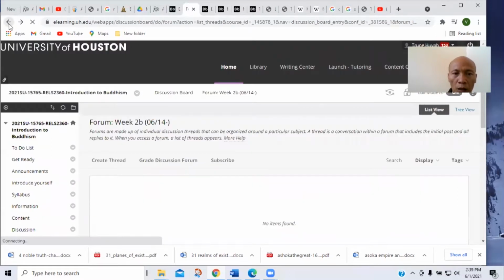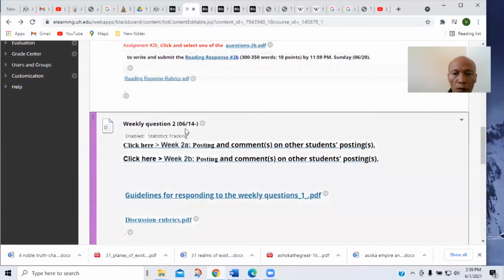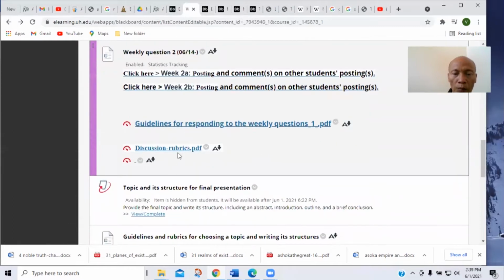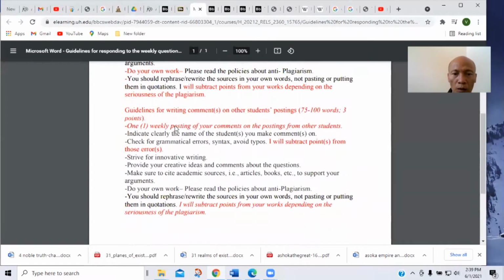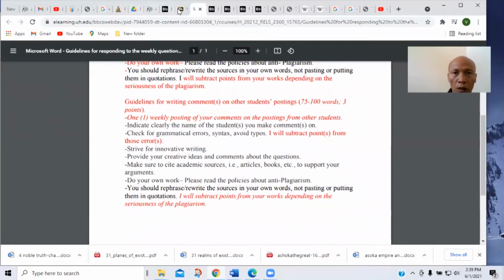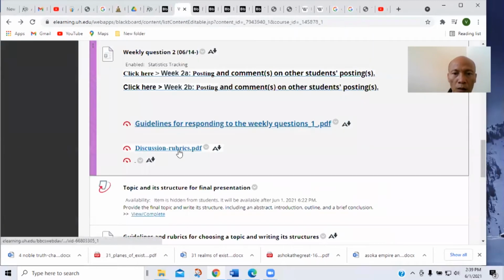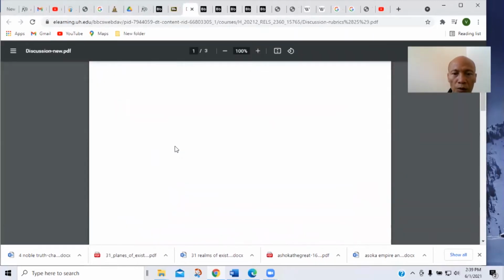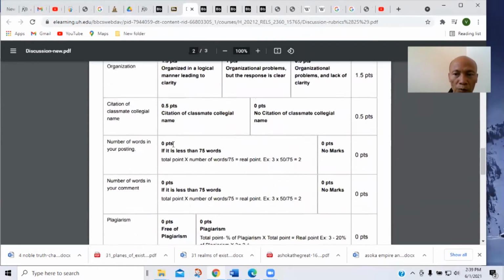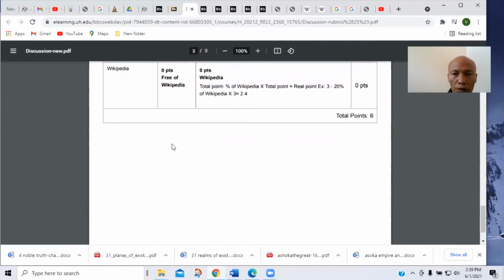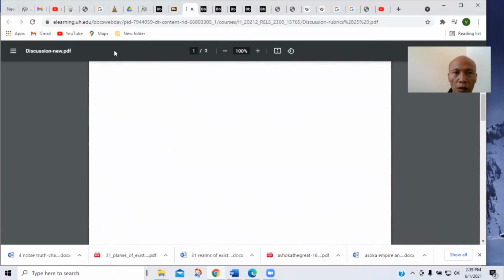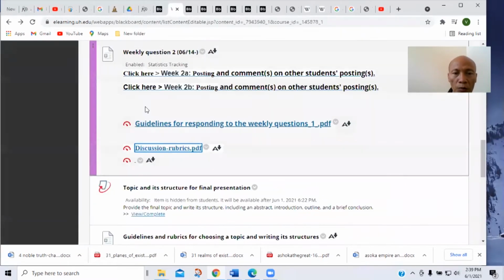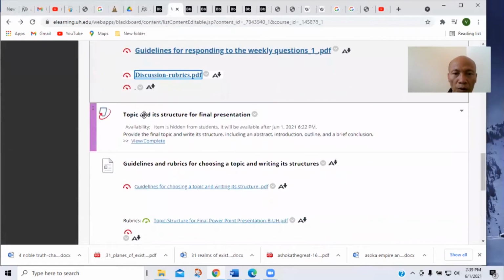Okay, and please follow this discussion guideline. Here, this is the guideline that I discussed before, and these are the discussion rubrics. You can follow this rubric, and you have 6 points in total. Please read carefully, and I have shown you some examples already.